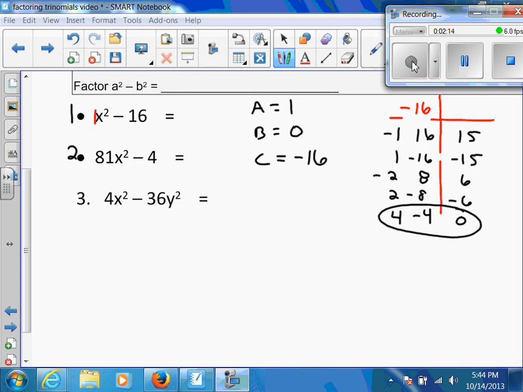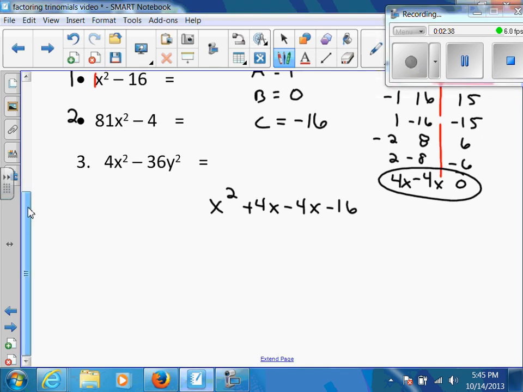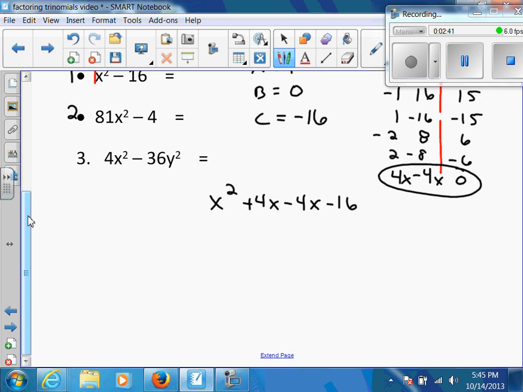Now I'm going to take and break the middle term up into two terms. Well, I don't have a middle term here. So x squared, my middle term is going to be 4x and negative 4x, subtract 16. Now I factor by grouping, so I'm going to do my factor trees and my prime factorization. Notice there's nothing in common with all four, so I split it in half.